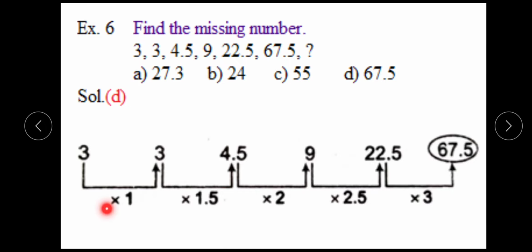If we see the pattern, what is the pattern? First we multiply by 1, then by 1.5, then by 2 to get 9, then by 2.5 to get 22.5. According to this pattern, now we will multiply by 3. It means the next value will be 67.5. Option D.